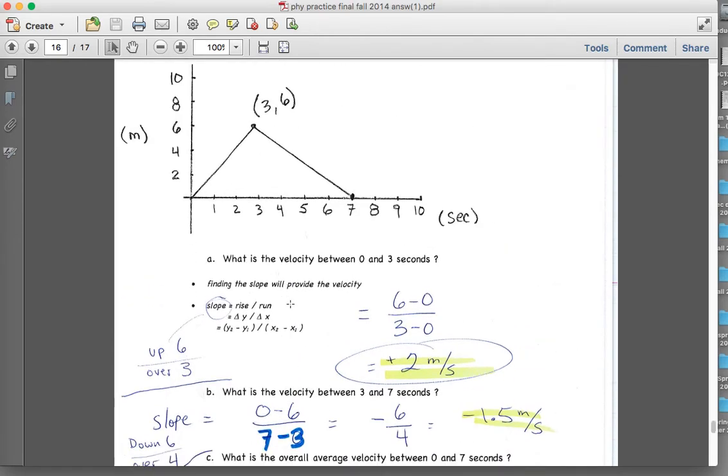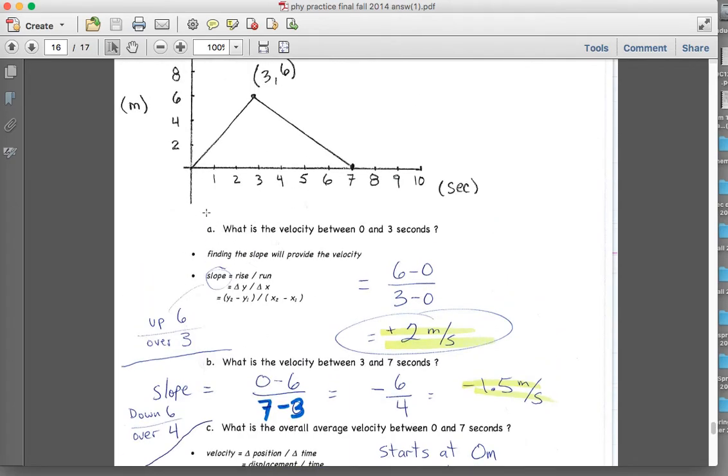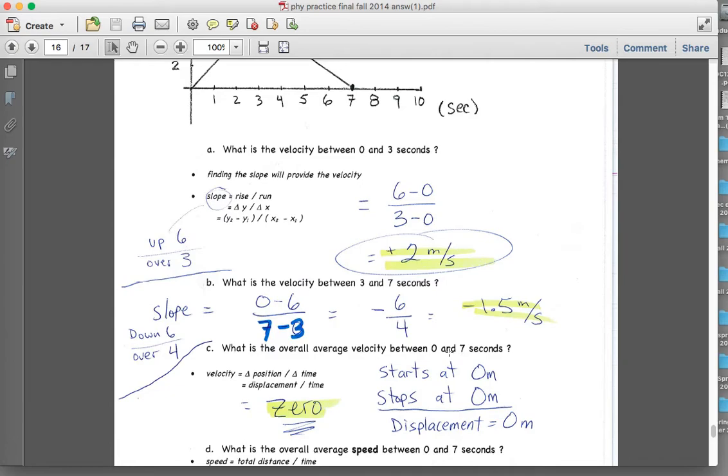Now, the overall average velocity on this, think about it, did they really go anywhere? It's like someone got up in the classroom, they walked 6 meters away, they wanted to grab a pencil or something, or get a piece of paper from another desk, and then they walked a little more slowly back to their original spot. So they started and stopped in the same position. Their displacement was 0. Their overall average velocity then would be 0.